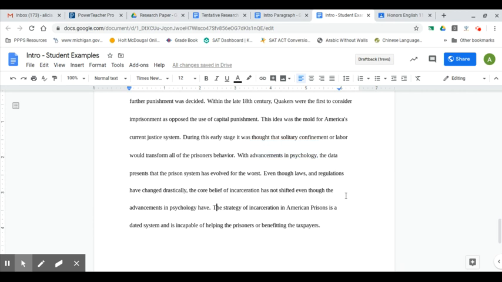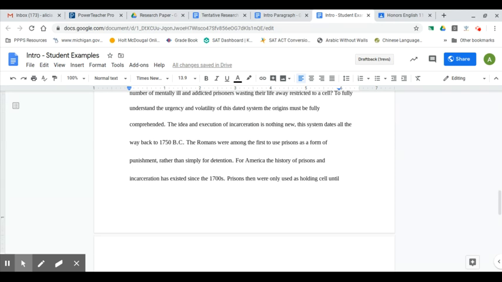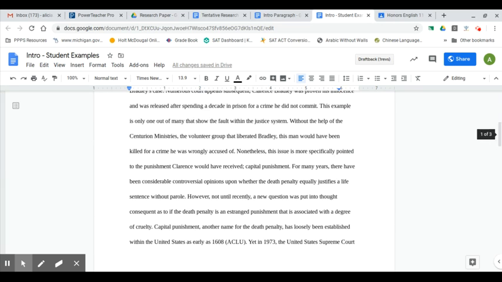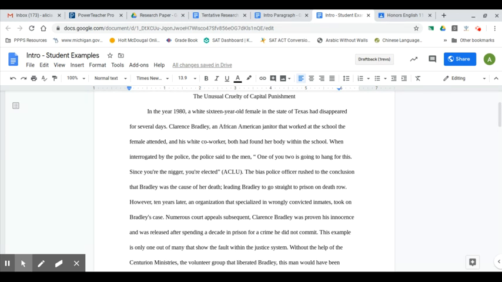The strategy of incarceration in American prisons is a dated system and is incapable of helping the prisoners or benefiting the taxpayers. So when you're talking about introductions, we're talking about hook, background information, thesis statement. And then you may want to consider, depending on your topic, do you want to appeal to emotion, like our first author did, giving a very specific and personal story of a wrongly accused man, or the second, which focuses much more on logos, background information, historical context.